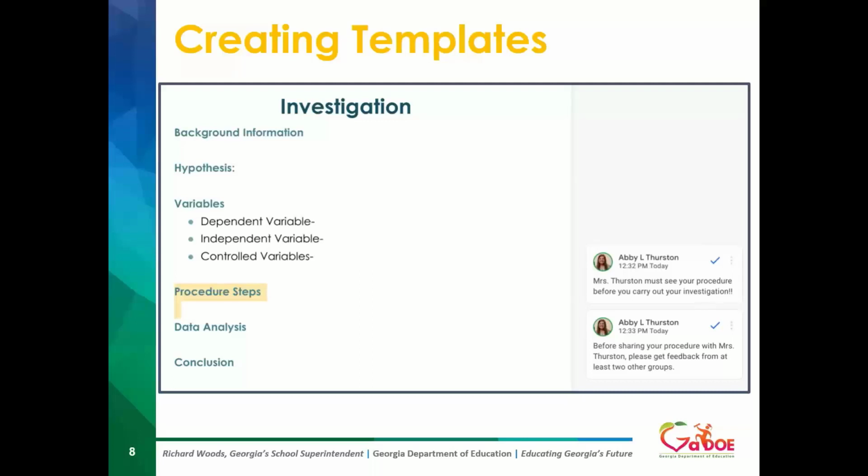And this gives them a place to collaborate because multiple people can type on it at once. And then I also tell them what they're doing. So you see that I have made comments on the screen saying that Ms. Thurston must see your procedure before you carry out an investigation. So typically when I'm circling the room, I will go to each group or pair and I'll say, okay, let me read the steps that you're doing and that you're going to follow. And if it looks like it's not correct, I'll give them some feedback.